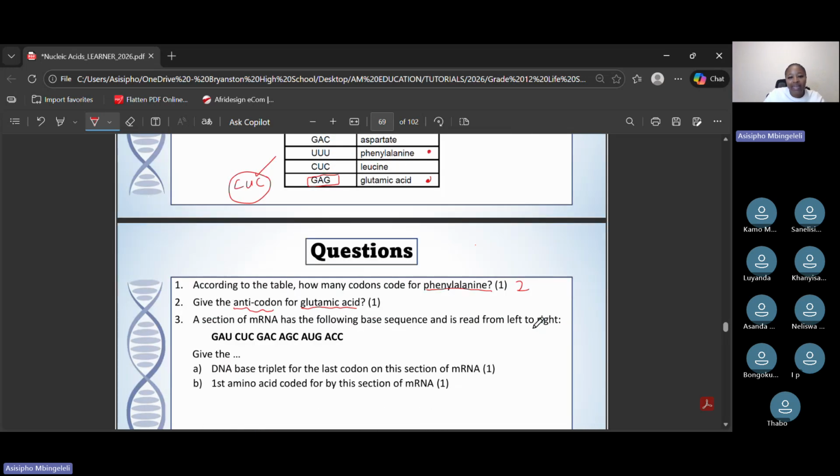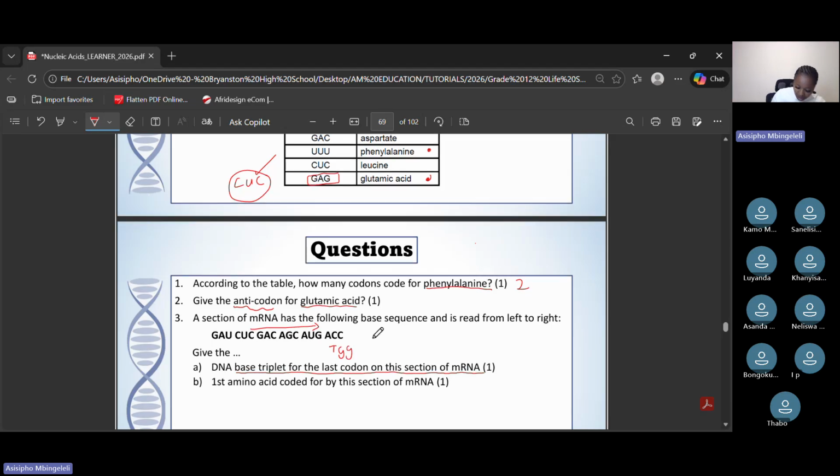Then a section of messenger RNA has the following base sequence and is read from left to right. Give the DNA base triplet for the last codon of this section of messenger RNA. Anyone? TGG. TGG, perfect. TGG, tick.